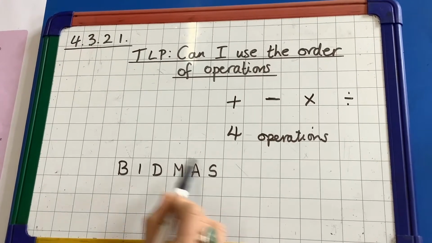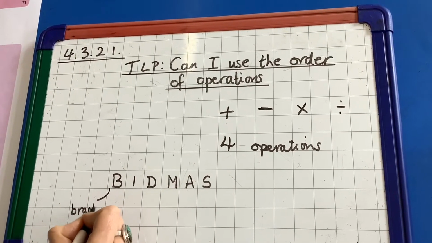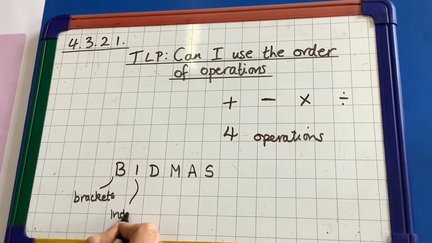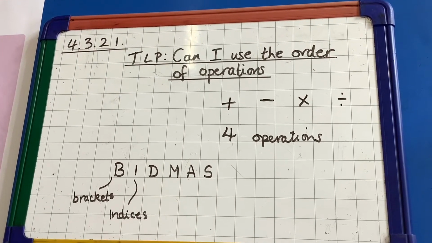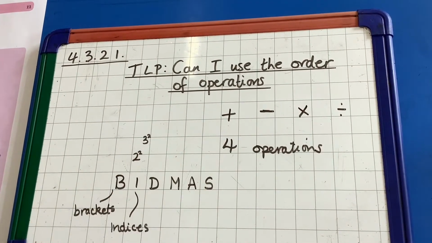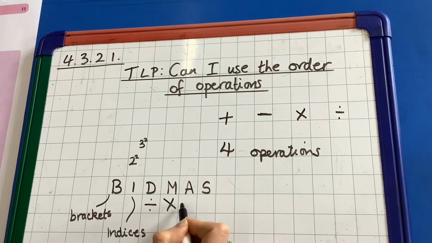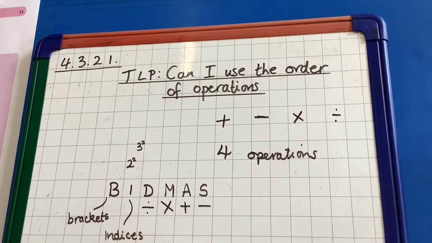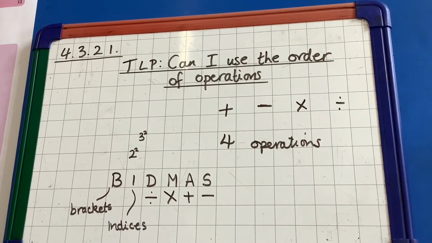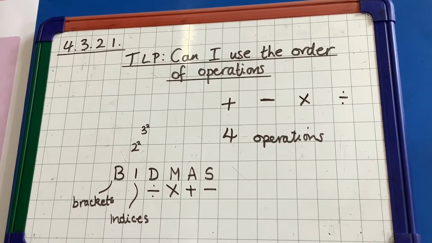With BIDMAS, brackets come first, so you have to solve anything inside any brackets first. Then you've got indices, which are squared numbers, so 2 squared or 3 squared. After that, you do division, multiplication, addition, subtraction. That's the order you have to go in to solve your calculation correctly, and we all have to use that. It's just a convention that we all use in maths to make sure that we're all doing the same thing.